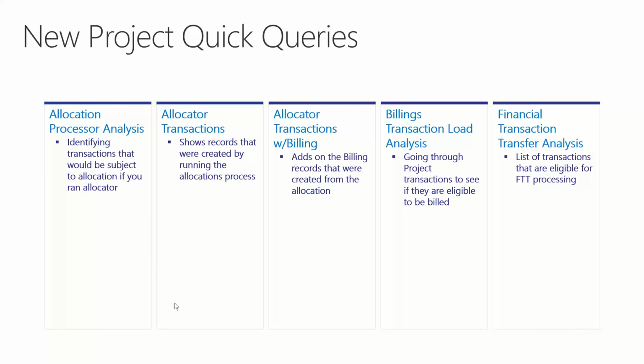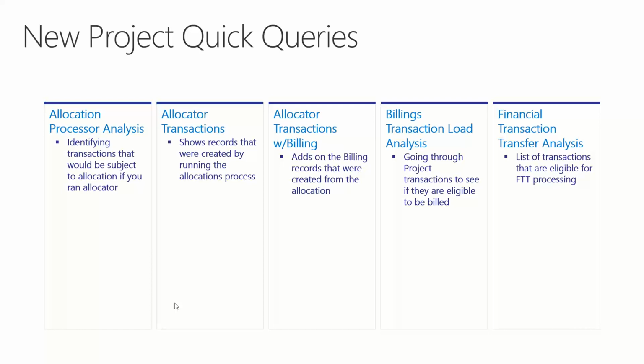And so I spoke to a series of consultants about what are some of the common quick queries that you take with you when you start working with a customer. The ones that I got a lot of feedback on are around people who are working in the project world. So there is a quick query for allocation. The first three that you see here: the first is if you've set up your allocations in the system and you want to know, if I ran allocations today, what would be subject to be included in those allocations? That's the one query that's included.